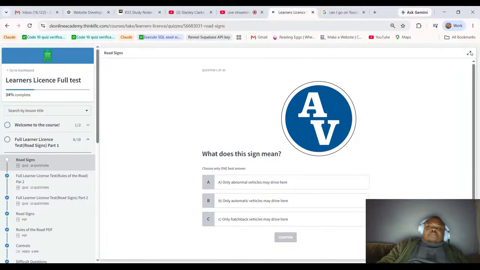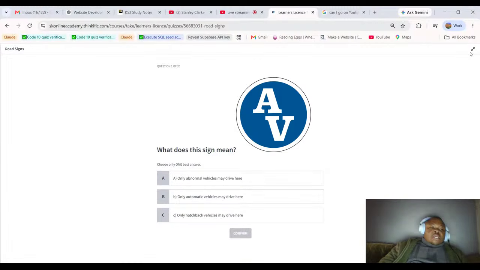The question here, let me make the screen bigger. The question here is, what does this sign mean? This sign with an AV, what does it mean? Is it A, only abnormal vehicles may enter here? Or B, only automatic vehicles may enter here? Or C, only hatchback vehicles may enter here, guys? What is the answer, guys? On the comment section, can we provide the answer?